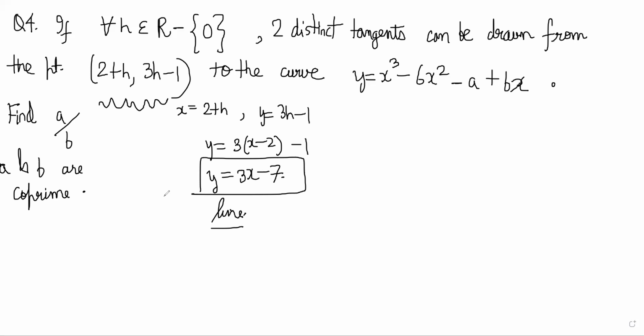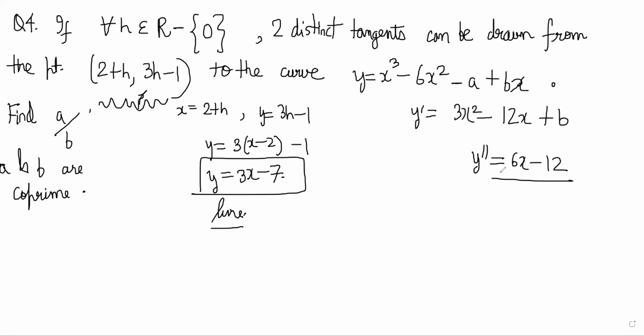So it is a cubic curve. Your y dash is 3x squared minus 12x plus b, right? And y double dash is 6x minus 12.